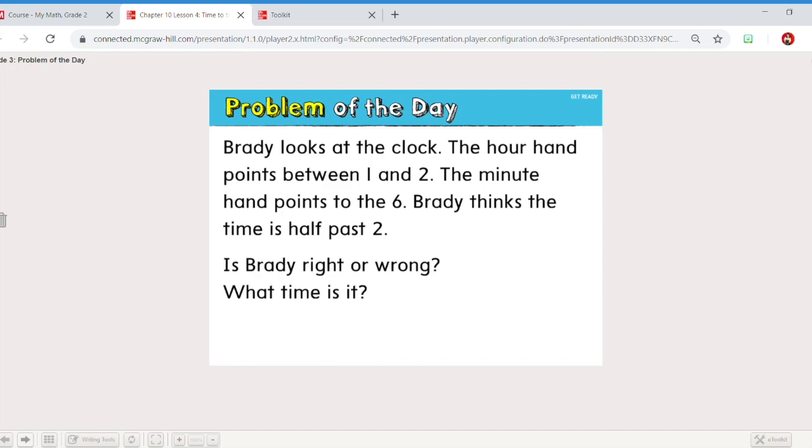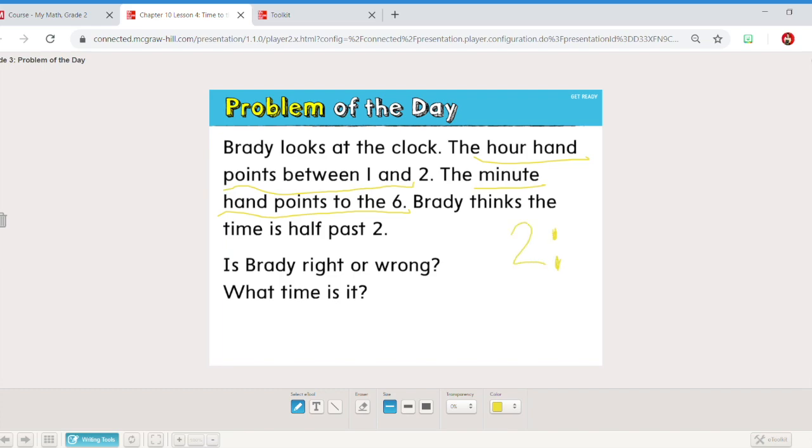What time is it? Well, there's a few things we can break down in this question. First, let's underline important information. He looks at the clock. The hour hand points between 1 and 2. The minute hand points to the 6. Brady thinks the time is 2:30. So Brady thinks right now it's 2:30, so 2 o'clock is the hour, and if it's 2:30, then 30 minutes have passed and it's 2:30.